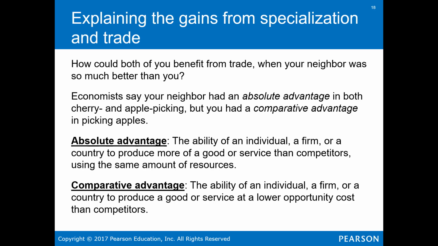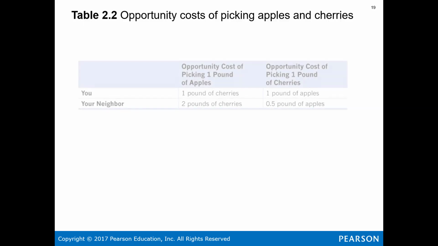So a comparative advantage is the ability of an individual, a firm, or a country to produce a good or service at a lower opportunity cost. They had a lower opportunity cost, so it was better for them to specialize in cherries and trade with me, since I could specialize in apples even though I didn't have absolute advantage. Comparative advantage is the basis of trade.